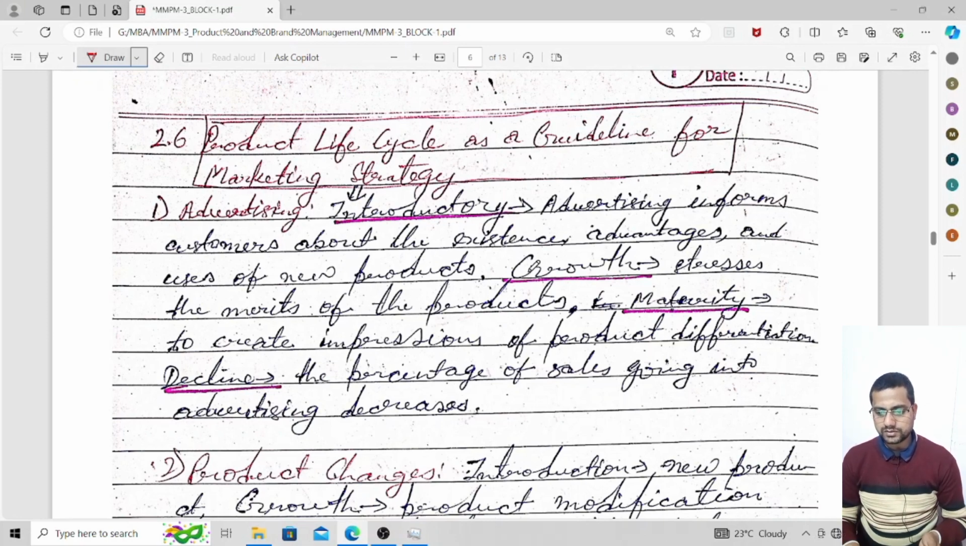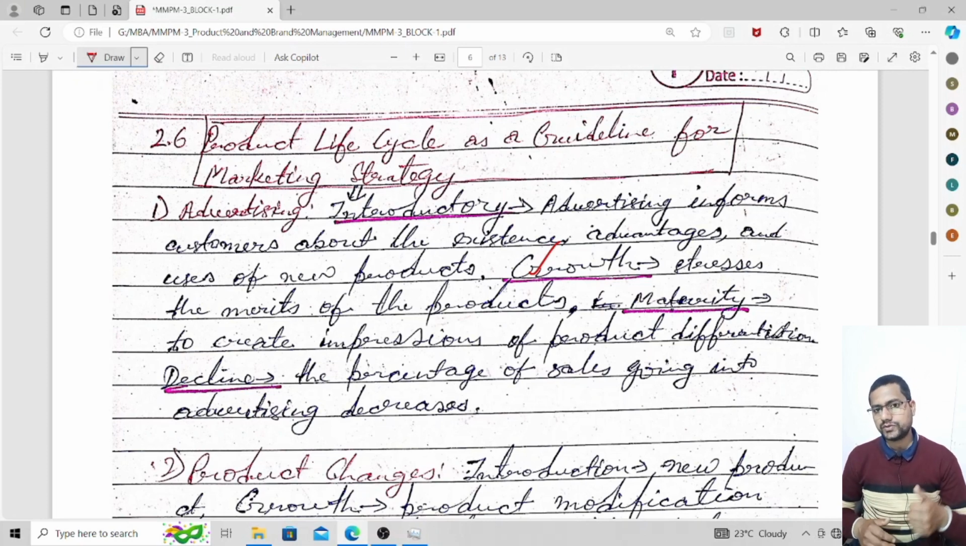In the growth stage, advertising should stress the merits of the products, or what advantages there are. Here you can say advantage also, or the merits means the benefits which the customers will get by using the product.